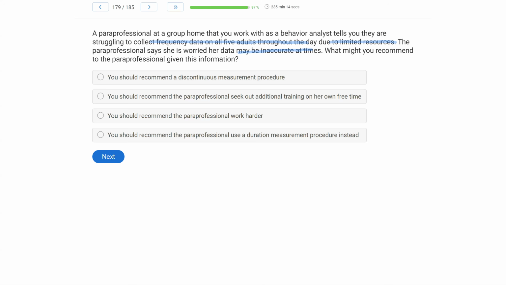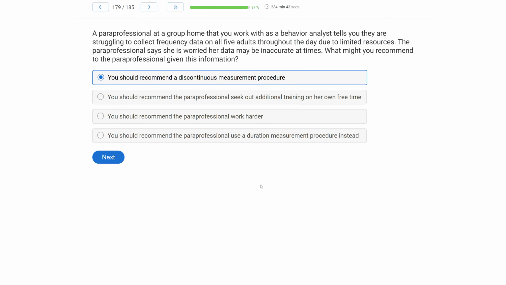B, you should recommend the paraprofessional seek out additional training on her own free time. She's already limited by resources, already limited by whatever's available to her. Asking her to seek out her own training just isn't feasible. C, you should recommend the paraprofessional work harder. That is not something you should do. That is not good collaboration. It's not being a good team member. D, you should recommend the paraprofessional use a duration measurement procedure instead. Duration is going to run into the same problem. It's continuous. We need something that's easier to use with multiple people given the limited resources. So you might recommend a discontinuous measurement procedure.